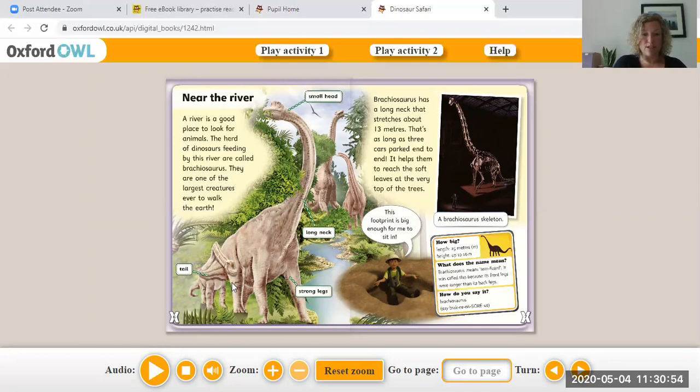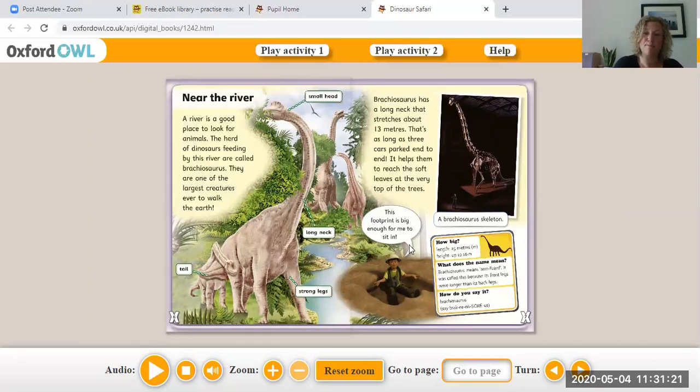Here we've got a label to the tail, strong legs, long neck, small head. And of course, they're adapted to their environment. These creatures want to eat up high like giraffes, and so they've got very, very tall necks. Brachiosaurus has a long neck that stretches about 13 meters. That's as long as 3 cars parked end to end. It helps them to reach the soft leaves at the very top of the trees.